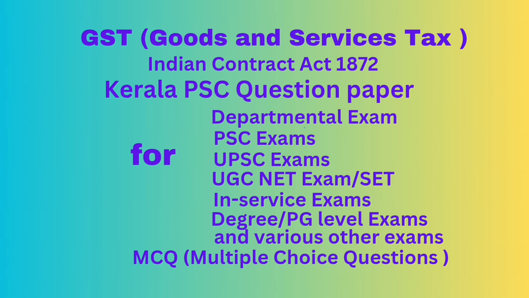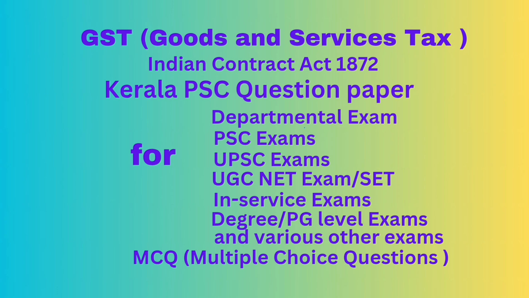Question number 79. Removal of goods shall mean. Answer: dispatch of goods by the supplier, collection of goods by the recipient, both A and B. That is dispatch of goods by the supplier and collection of goods by the recipient. Question number 80. Taxable person shall mean a person who is. Answer: registered. Option A registered, option B liable to be registered, option C both A and B. Correct answer both A and B, that is registered and liable to be registered.